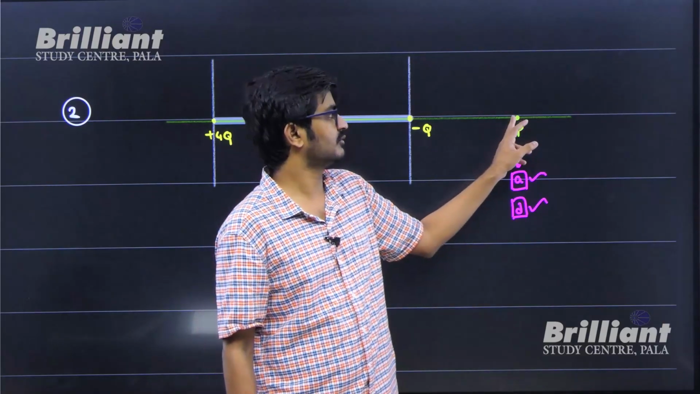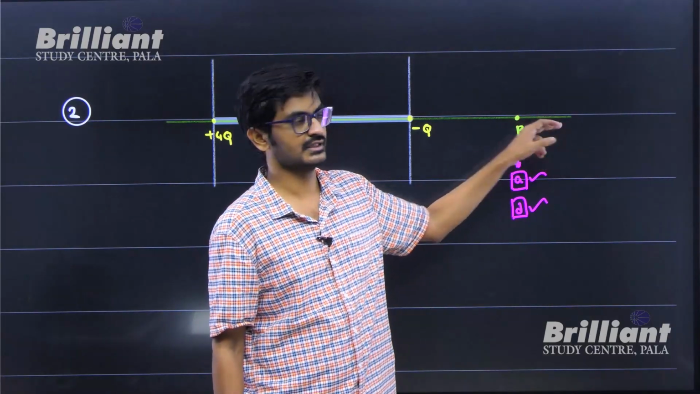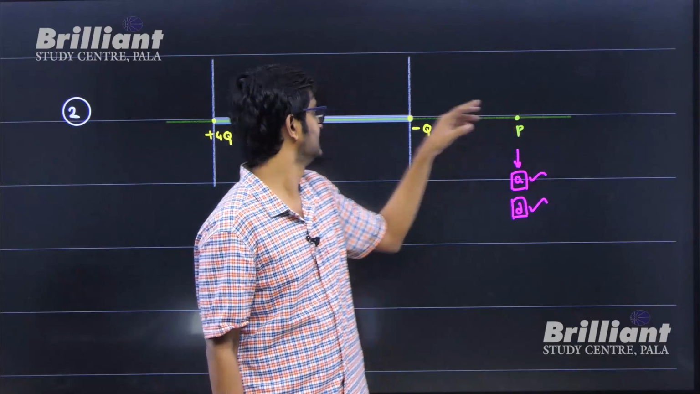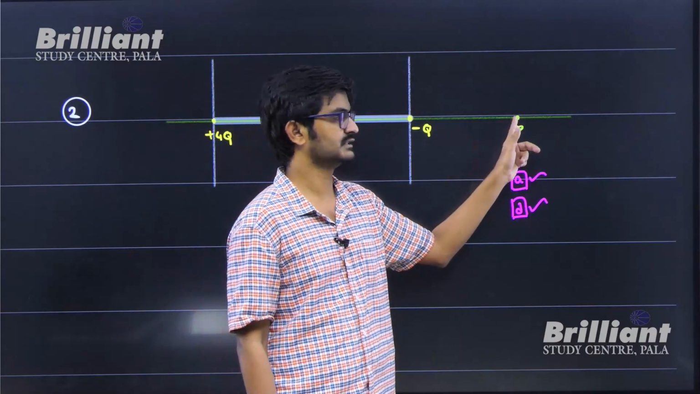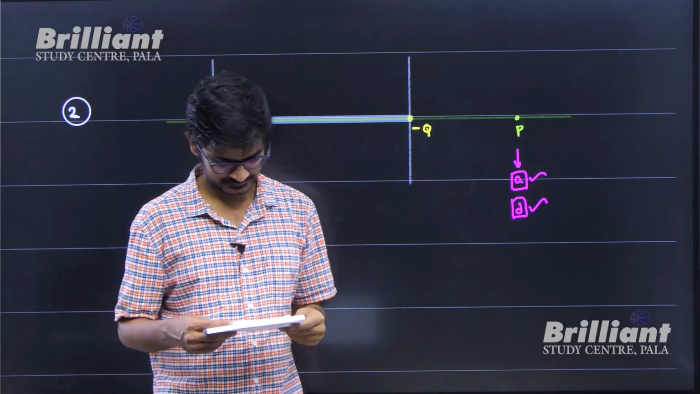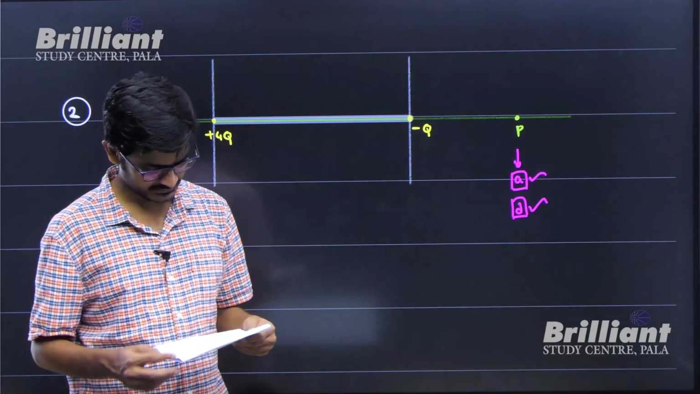Now similarly, if I put a negative charge here, then field because of this guy will be more, due to this guy will be less, so it will be attracted back. So this is going to be stable equilibrium for negative charge, right?